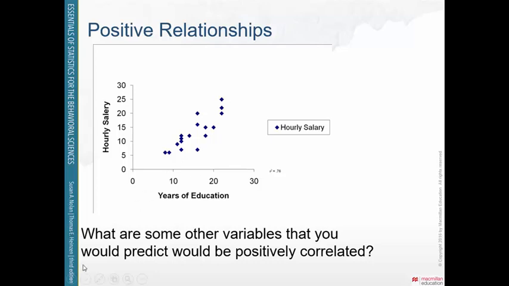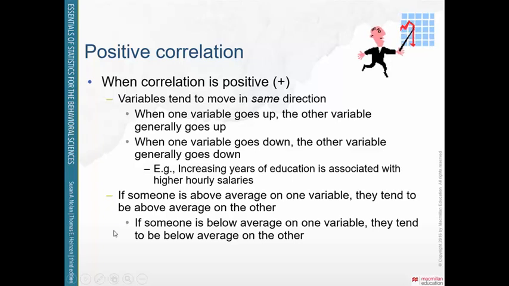And in your mind now, you could try to think of some other variables you would predict could be positively correlated. Try to do that maybe for a second here and think, what kind of variables, as you go higher on one, you would tend to be higher on the other, and people who are lower on one tend to be lower on the other. So you can think about that to yourself. All right, so that's a positive correlation, and you know it's a positive correlation if the R that you calculate is a positive number.